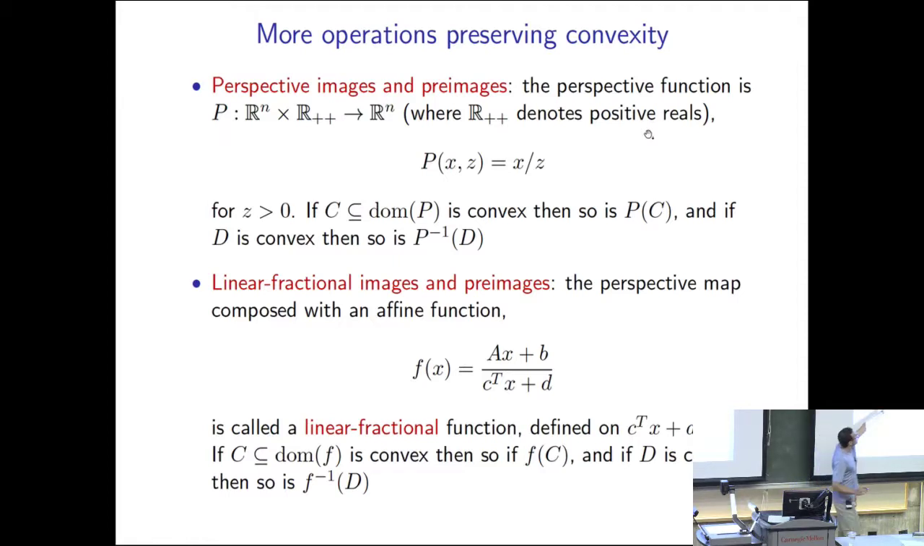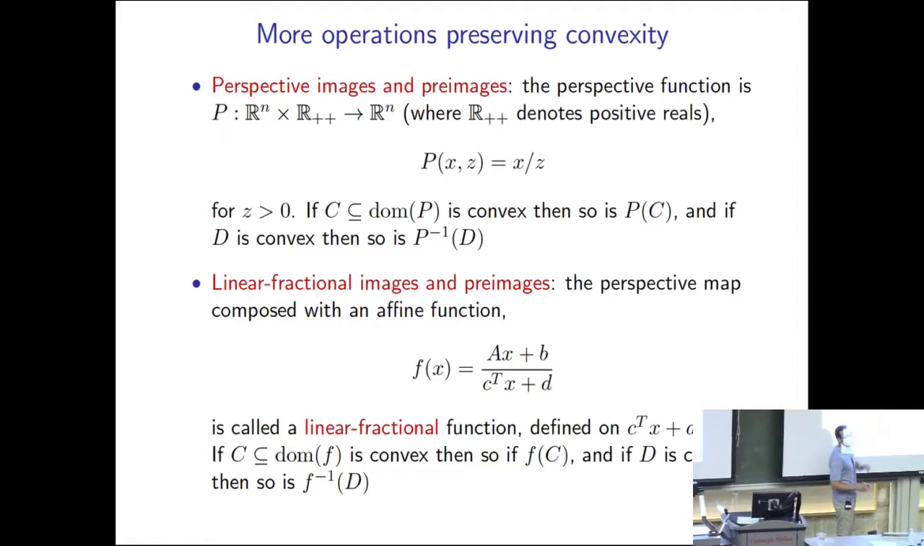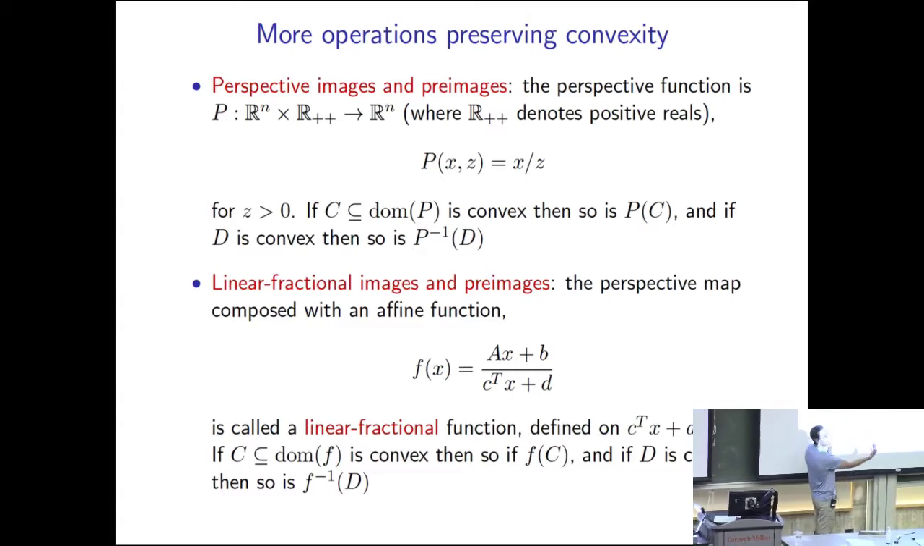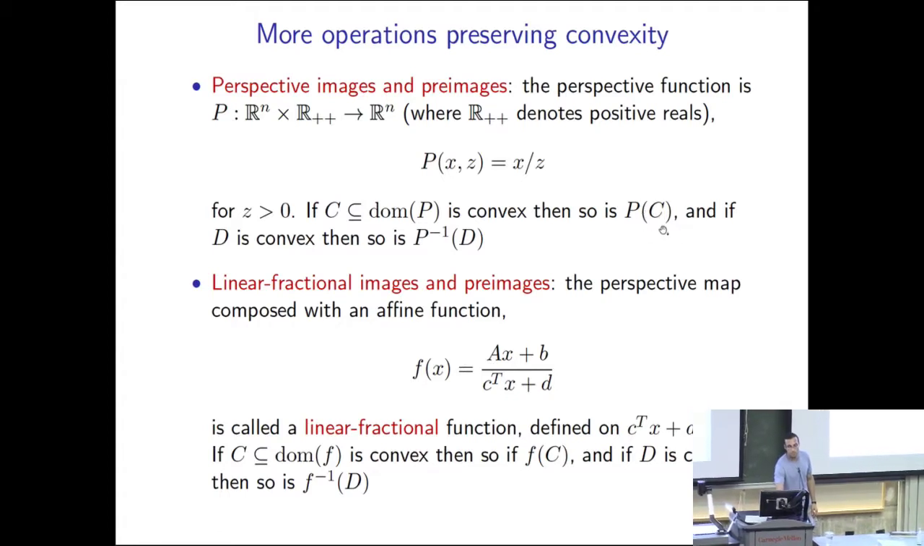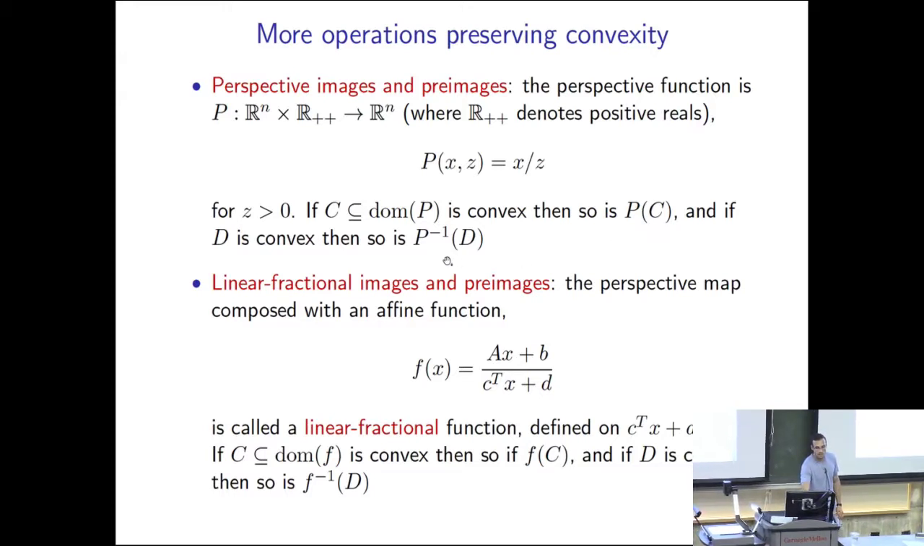If you apply this perspective transform to a set, it means you just take every element of the set. Let's say (x, z) is an element of the set, and you apply the perspective transform to it. That's an element now of P of C. Then this is convex. So P of C is convex if C is convex. And preimages under this particular function, the perspective transform, also preserve convexity. There is some physical interpretation of what perspective functions do, in terms of looking at an object through a pinhole camera. You can check Boyd and Vandenberghe for that.